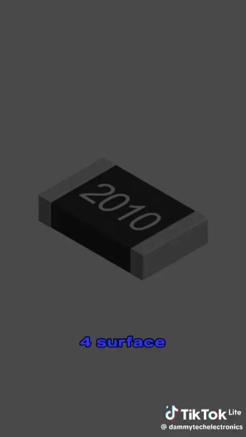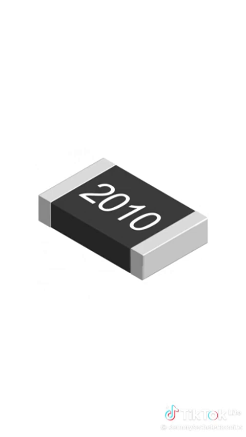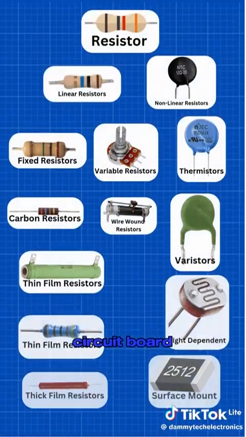4. Surface mount resistor. These resistors, also known as chip resistors, are installed directly onto PCBs, as opposed to other types of resistors, which are often mounted through hole. This speeds up manufacturing and saves space on a circuit board.